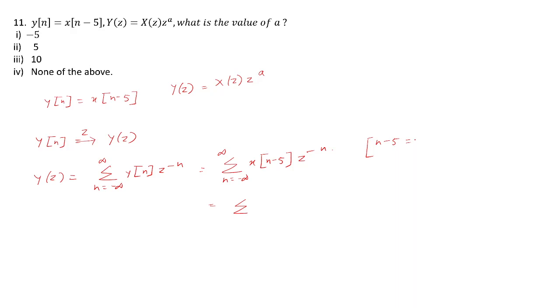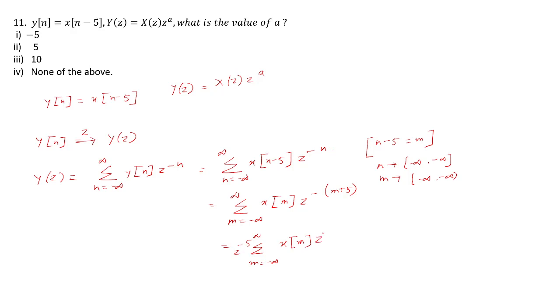Now we replace n minus 5 with the variable m. If n varies from minus infinity to infinity, the same applies for m also. So there is a slight change in index but nothing else. We replace n with m plus 5, so it is the sum over m of z to the power minus 5 times x m z to the power minus m. I take the z to the power minus 5 out. This is nothing but the z transform of xn with a change in index. So if we compare this and this, the value of a is going to be minus 5. So 1 is the correct answer.